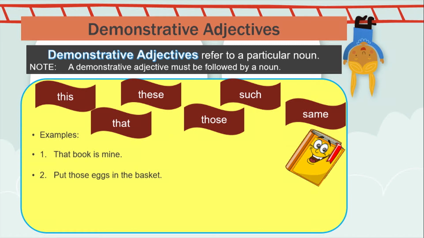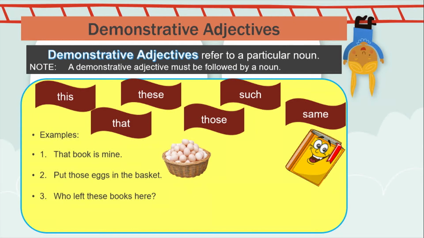Put those eggs in the basket. Now, if there were a number of eggs lying all around the house and somebody was pointing, how would you know which eggs they were talking about? Which eggs they were referring to or demonstrated? Because they said, those eggs, and pointed at it. So the adjective there is those, which is demonstrating the noun eggs.